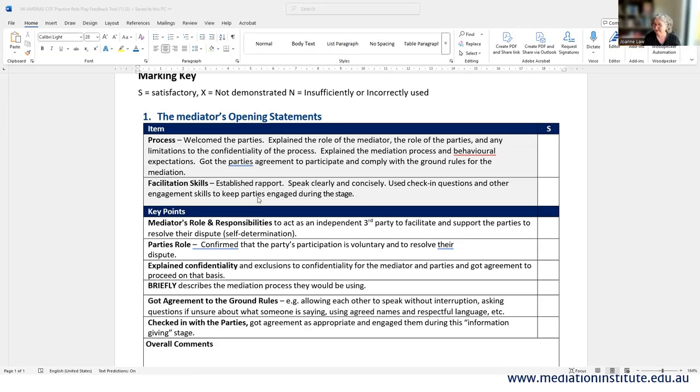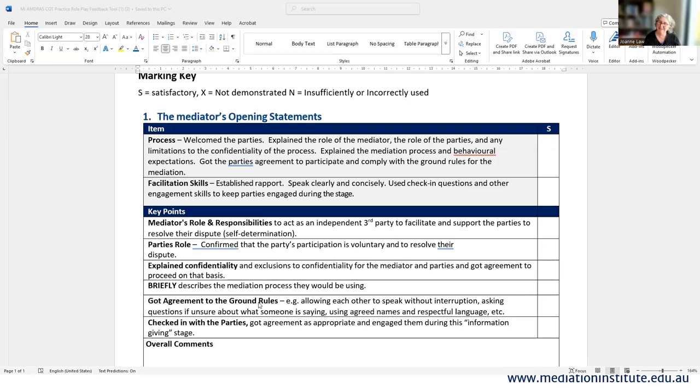The facilitation skills that you're working on are establishing rapport, speaking very clearly and concisely at the level of the participants, using check-in questions and other engagement skills to keep people engaged. So you're not doing a giant monologue without checking in. You can have a look at the run sheet. I'd encourage you to go through and update it into what feels comfortable for you. And then after your first role play as a mediator, you might want to update it again.